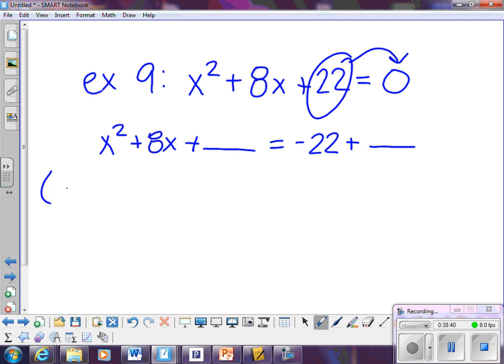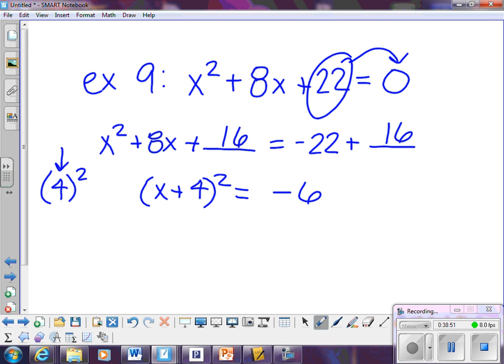So what's half of 8? 4, but I have to square it. 16. Negative 22 plus 16. Negative 6. What happens when you get to this step? You have to square root it, right? But what happens when you have a negative under a square root? What do you bring out of the house? The negative, which we learned was what when we learned complex numbers? I. Do you remember that?